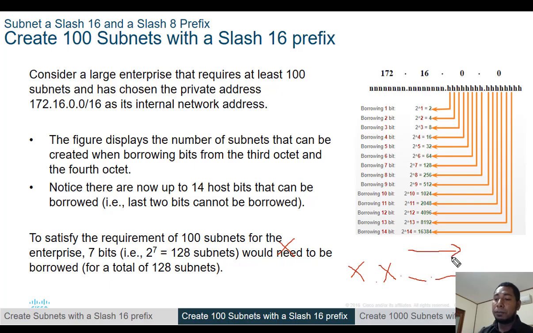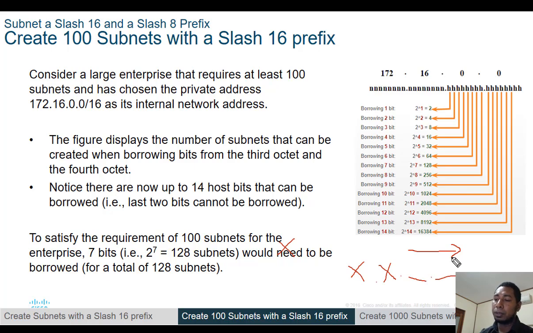Okay, so if we borrow 1 bit, that's not enough. 2 bits, it's not enough. 3 bits, it's not enough. Remember, 2 raised to the power 3 is 8. Okay, still we need 100. So to cut this short, think about the number of bits. 4, 5, 6. We know that 2 raised to the power 7 gives me 128. Okay, so 128 is enough.